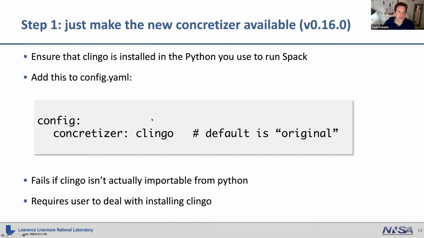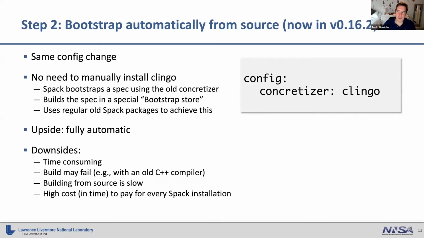and you could set it to say, use Clingo as the concretizer. You could install that yourself using Spack, basically bootstrap it using the old concretizer, and then run Spack with the new Python that you built. It's not ideal because you have to build a lot of stuff to get going. Step 2, this is in 0.16.2. We added this fairly recently. We will bootstrap automatically from source. So if you do have a C++14 compiler, Spack will build you Clingo automatically. It'll load it into Spack's own Python instance, and then it can get it going.